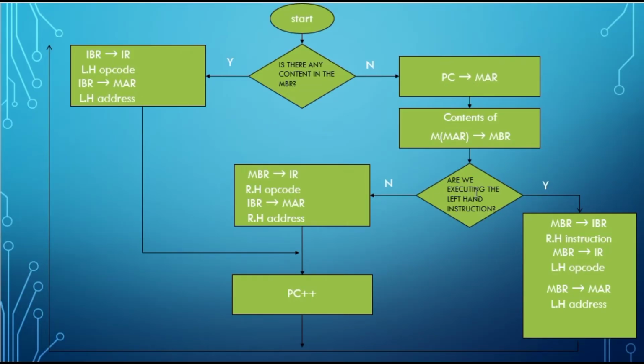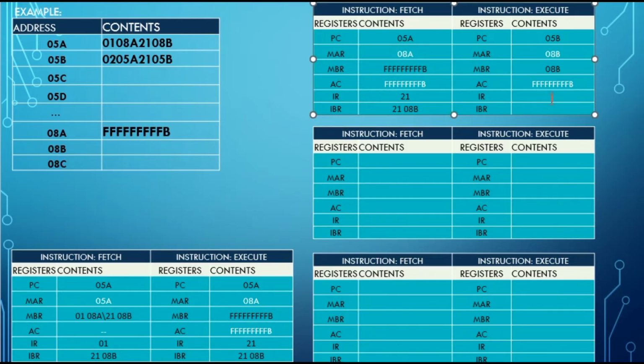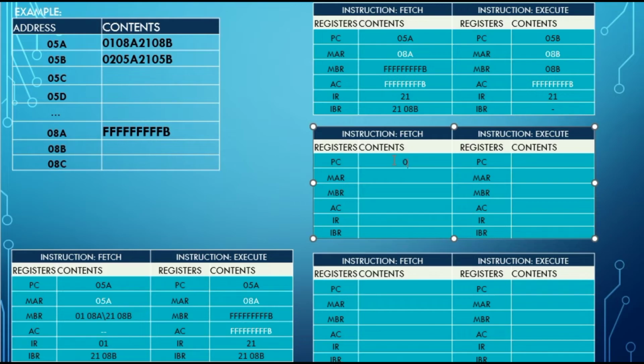Are we executing the left-hand instruction? No, we are not. We are executing the right-hand instruction. So our right-hand opcode is going to be placed into the instruction register, like so. Our right-hand opcode is going to be 21 there, and because we don't have any other instructions left, our instructions are done, we close it like so. So that's just the first step. We've executed this, we are done, right? So now we go to 05B. Our program counter is 05B, and then we execute it like so.